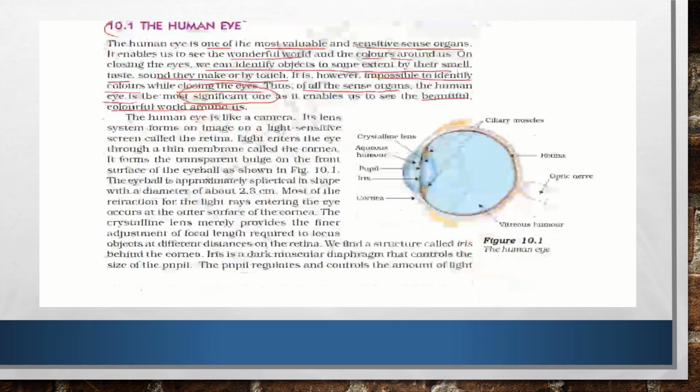So that's what I was telling you, that you should have the idea of the lens, because our human eye is acting as a camera. The images are formed inside the eye, and that's what we are perceiving or viewing. So how is it working? Let's see the working principle of the eye.